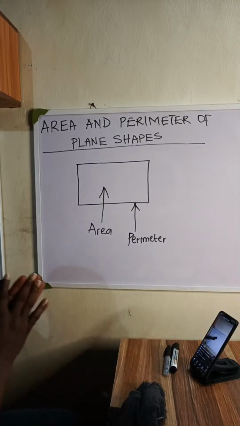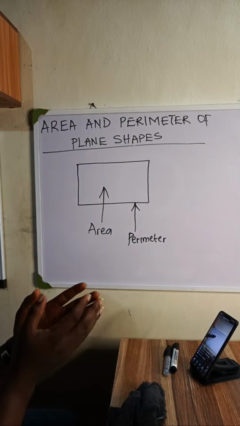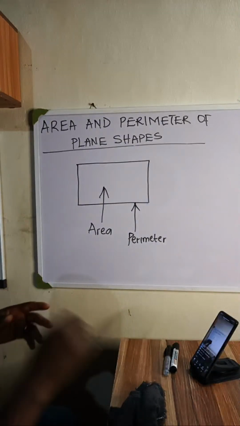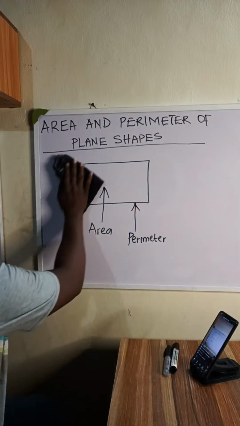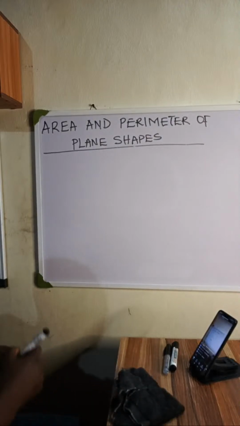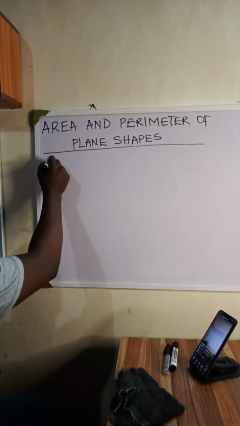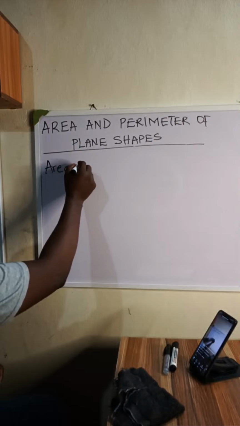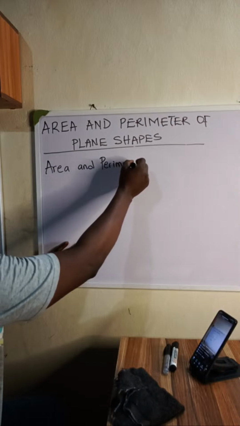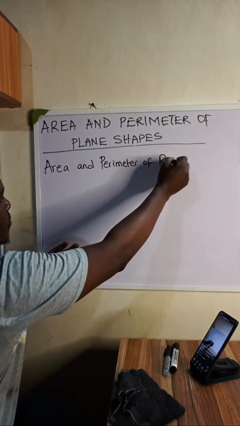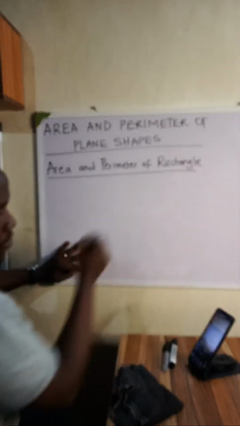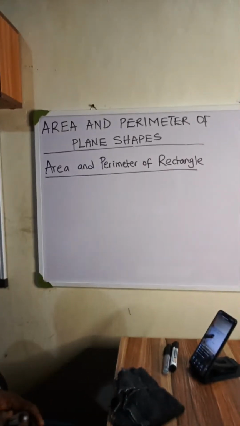Okay, so now let's start to look at the area of each of those shapes. The first one we're going to start with is a rectangle. Area and perimeter of a rectangle.